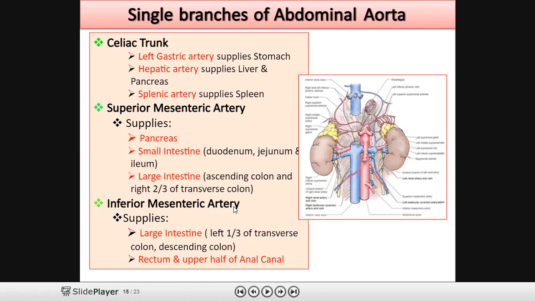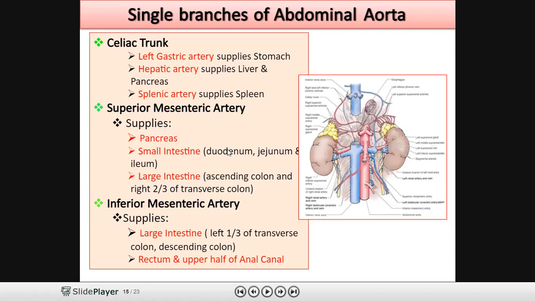So three main branches of the abdominal aorta: celiac trunk, superior mesenteric artery, and inferior mesenteric artery. And each of them now has their branches. Okay, so we have the left gastric, hepatic artery, splenic artery.